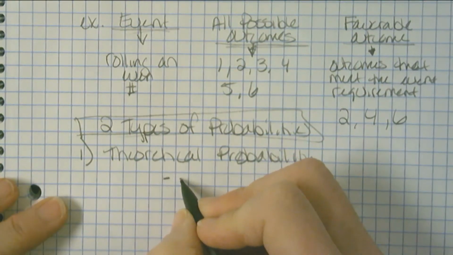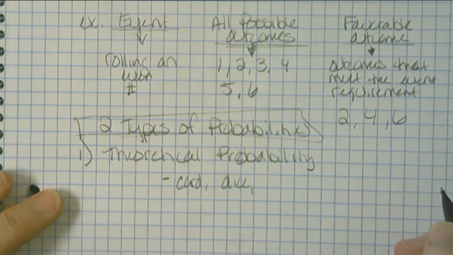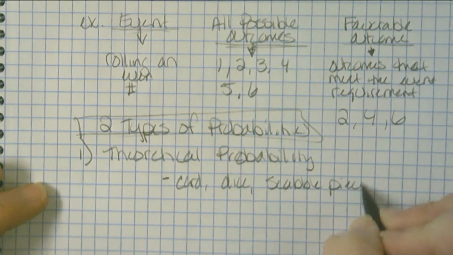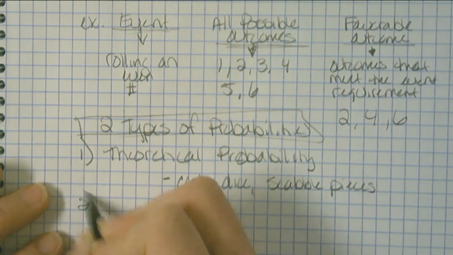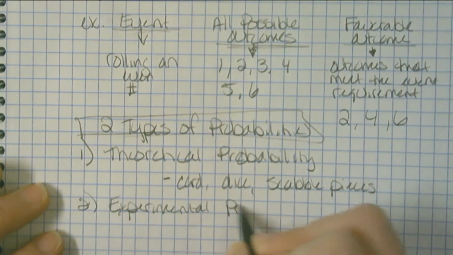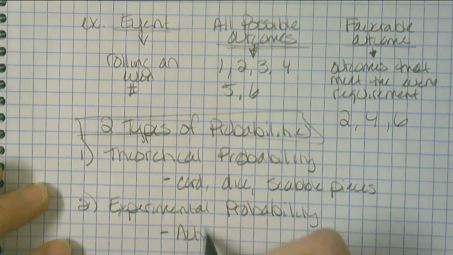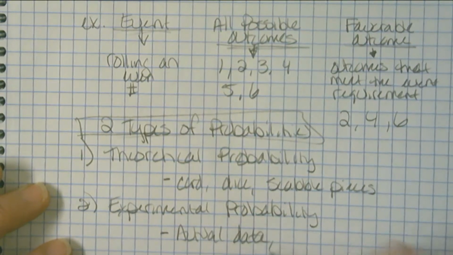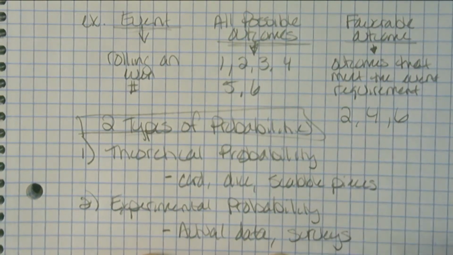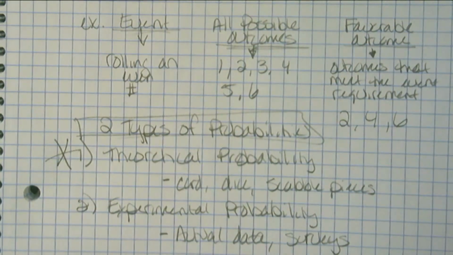That's when we're looking at cards, dice, Scrabble pieces. All right, and the other one is experimental probability. This is when we use actual data, surveys. Today we're going to be talking about theoretical. The formula for both of them is exactly the same.